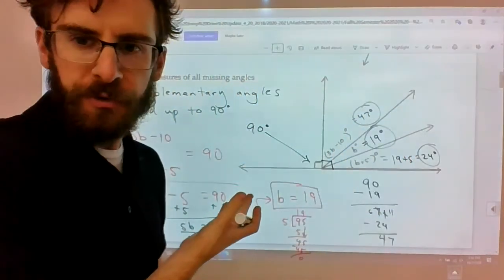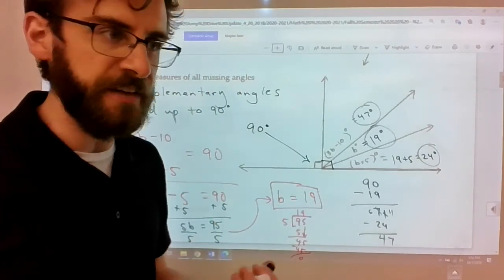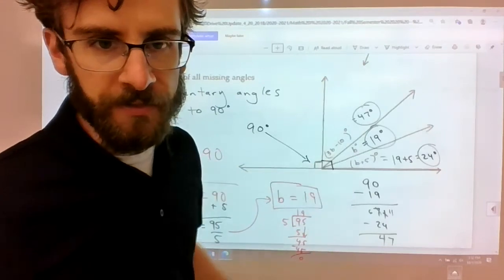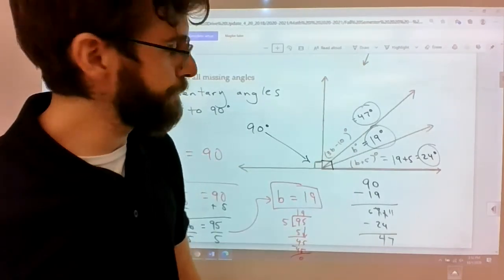I just wanted to share with you guys that there is an alternate approach. Instead of just plugging the 19 in for b right there, you could do it that way as well.